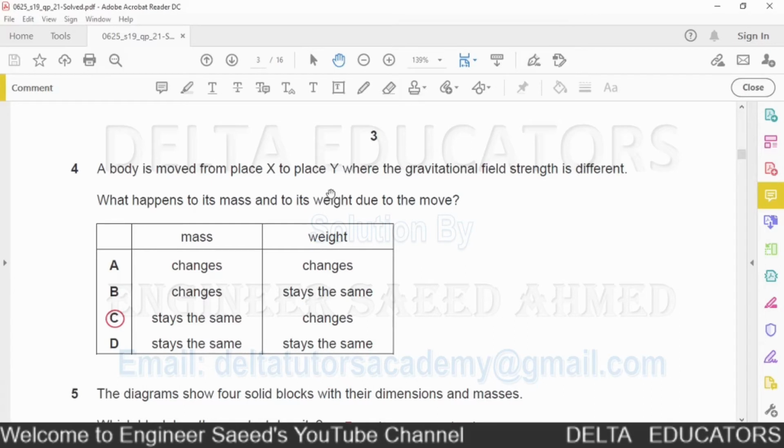Now what about the weight? Weight is given as product of mass and gravitational field strength. So with the change in gravitational field strength, the weight varies, the weight changes. And here it is given the object is moved from X to Y where the gravitational field strength is different. Means the gravitational field strength is changed. So definitely weight will also be changed. Now weight changes is given in option C. So here our correct option, option C. Mass remains same, weight will be changed because of the change in gravitational field strength. So correct option, option C.